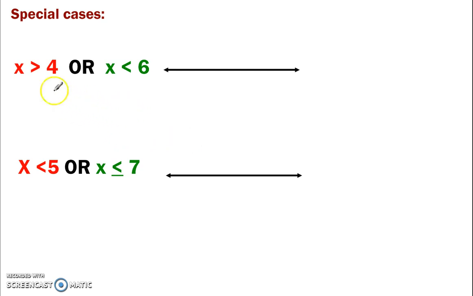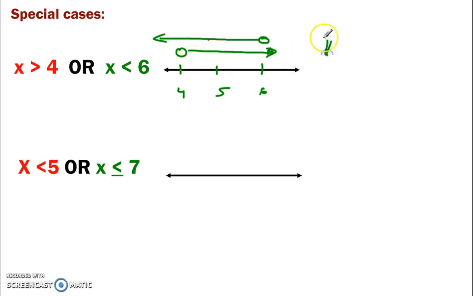Okay, a couple of OR special cases. We have 4, 5, and 6. X is greater than 4. All right, open circle here to the right. Or x is less than 6. Notice that these overlap. It can either be this one or that one. Is there any number that's not included? Well, no. It can be any of those. It could be this or that one. It means the solution here is all real numbers.